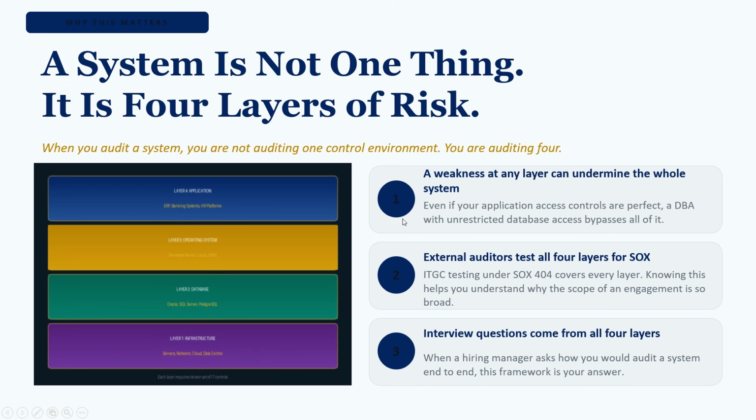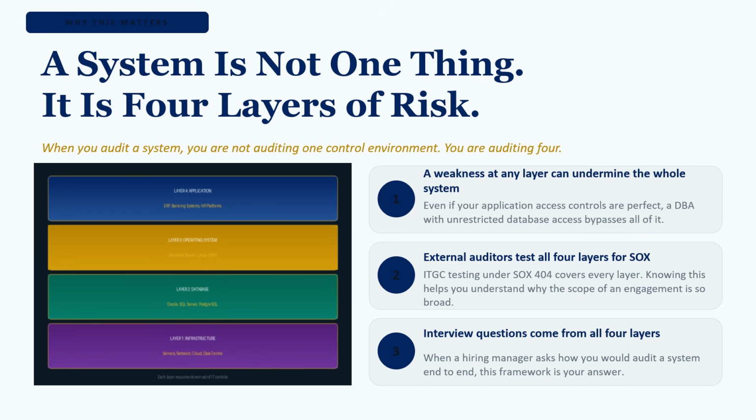Okay, so we have four different layers. Like I said, application layers. When you're looking at an application layer, that's the different applications: banking systems, HR platforms, ERPs. That is the application layer. And then we have the operating system layer. That's when you're talking about things like Windows Server, Linux, Unix. And then for database, you're talking about Oracle, SQL Server. For infrastructure, examples are the server, network, cloud, data centers, and all that.